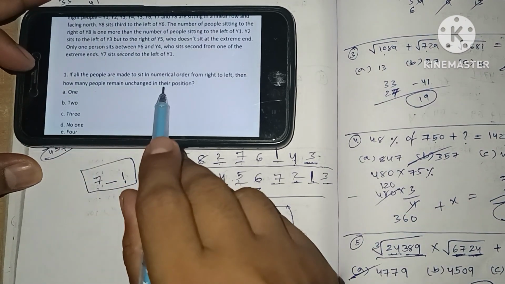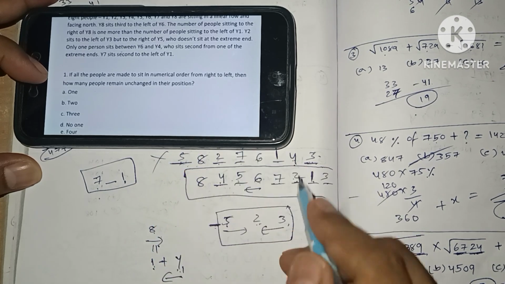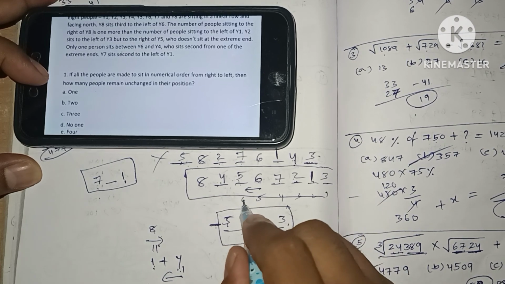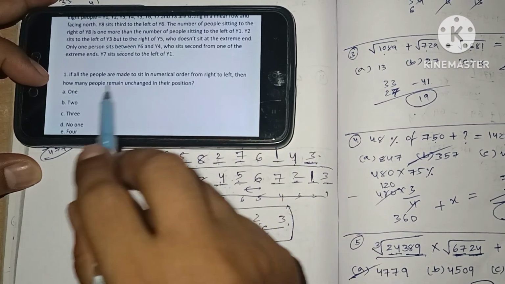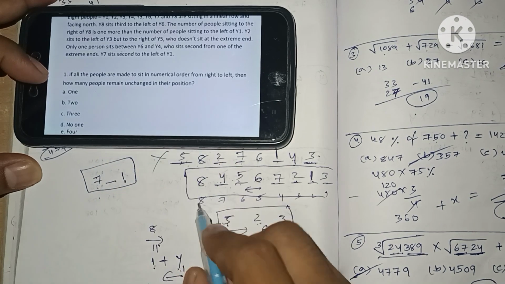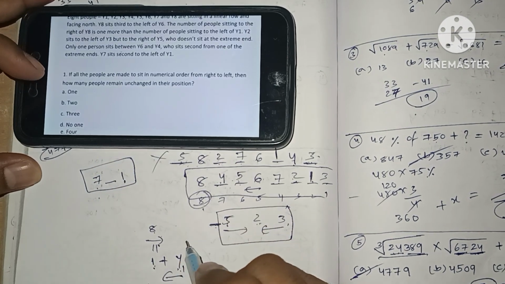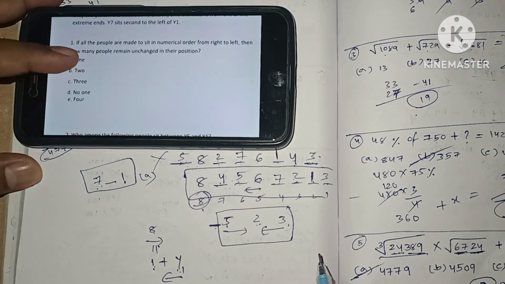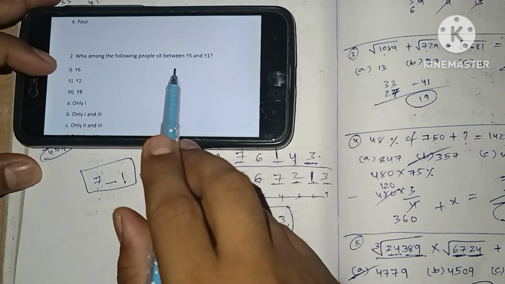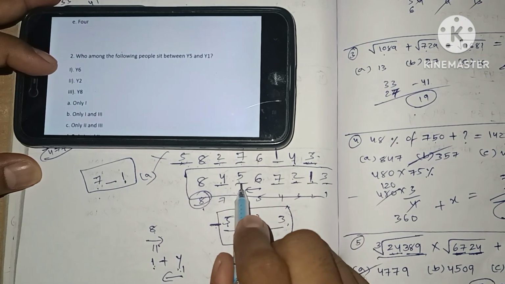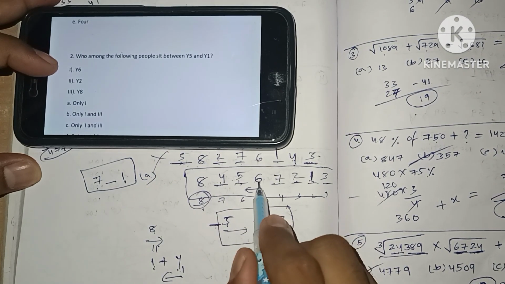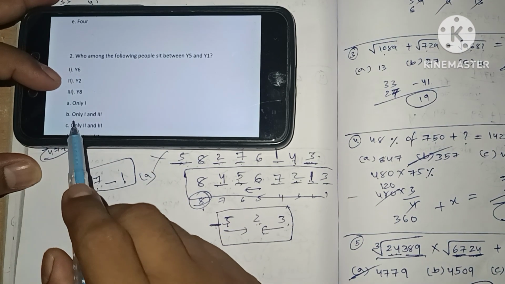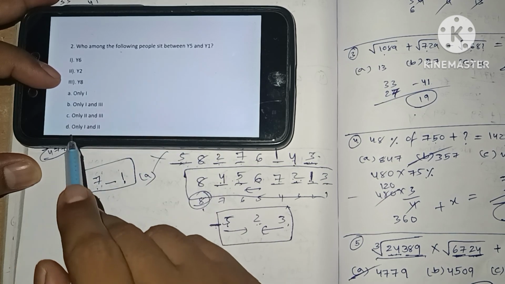If all the people are made to sit in alphabetical order from right to left, so 1, 2, 3, 4, 5, 6, 7, 8, then how many people remain unchanged in their positions? Only 8. So the answer is only 1. Option A is our answer. Next, second question: who among the following people sits between 5 and 1? Between 5 and 1 are 6, 7 and 2. 6 and 2 sit between them. 1 and 2 is our answer. Option D is our answer.